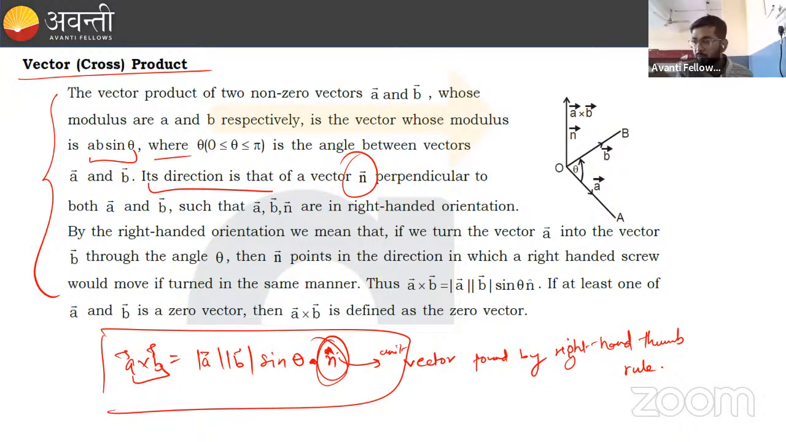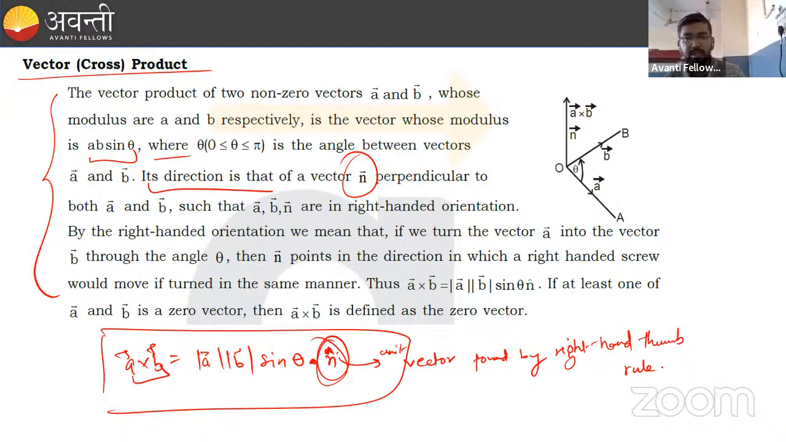And always remember, if your A bar is in this plane and B bar is in the same plane like this, whenever you do A bar cross B bar, you get a direction perpendicular to both A bar and B bar. So whenever we do cross product, the resultant vector is perpendicular to both the vectors, right? So the cross product of A bar and B bar will give us a vector in that direction, perpendicular to both A bar and B bar, which we can find out by right hand orientation.